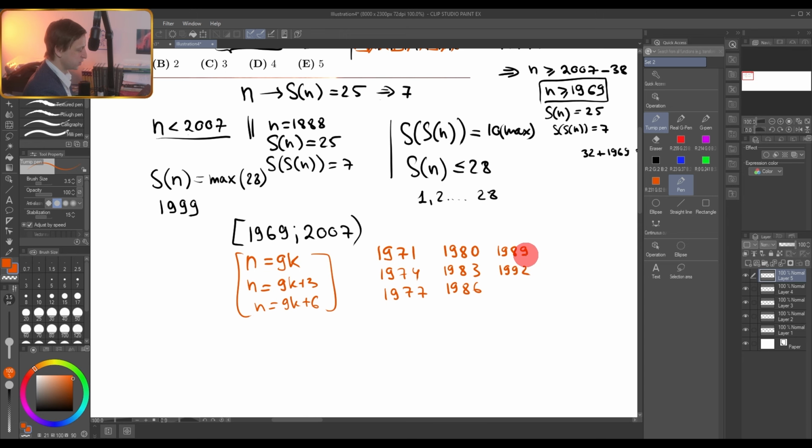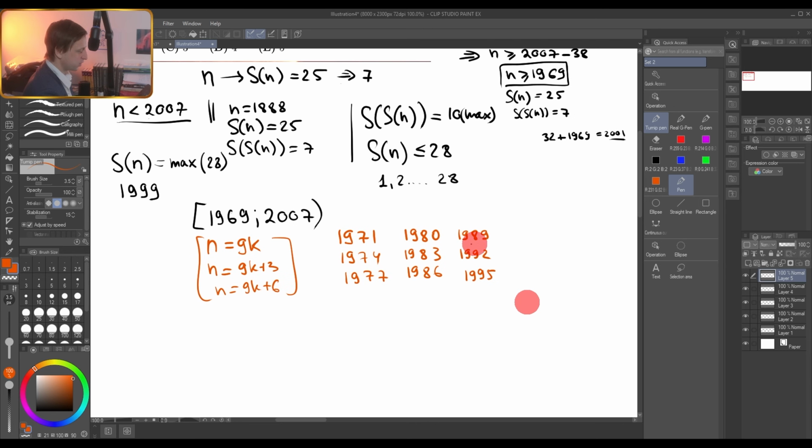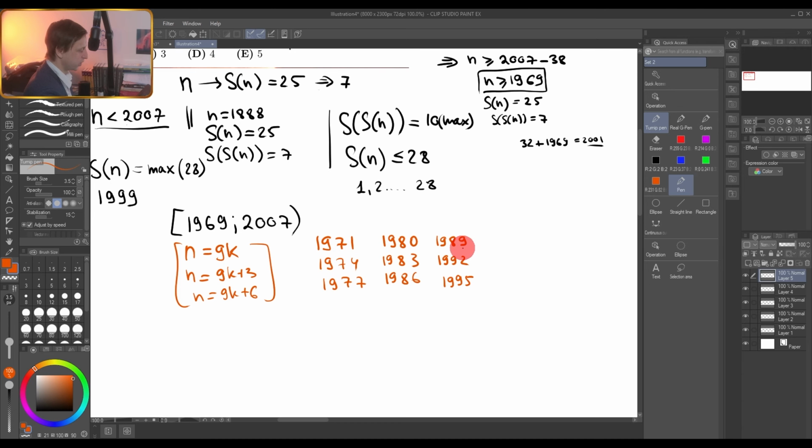The next one is plus 6, 1995. And the next one, which is divisible by 9, will be this one, plus 9. It will be 1998, plus 3 will be 2001, and okay, we are very close to the finish line. And the next one will be plus 6, it will be 2004, and the next one, which is divisible by 9, will be 2007, but 2007 doesn't work for us, simply still too large.